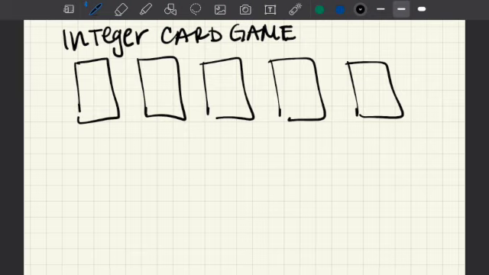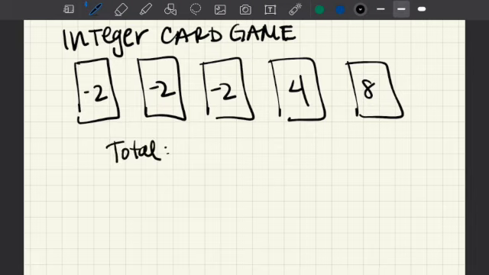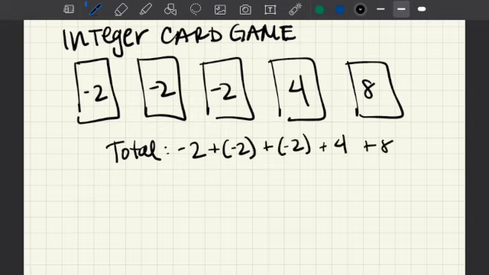Okay, so let's say you have a hand. A hand is just how many cards you have in your hand of cards, and the cards that you have in your hand are -2, -2, -2, so 3 -2s, a 4, and an 8. The idea of this game is to find the total of all these cards. So the total is -2 plus -2 plus -2 plus 4 plus 8, to find the sum of all this stuff.